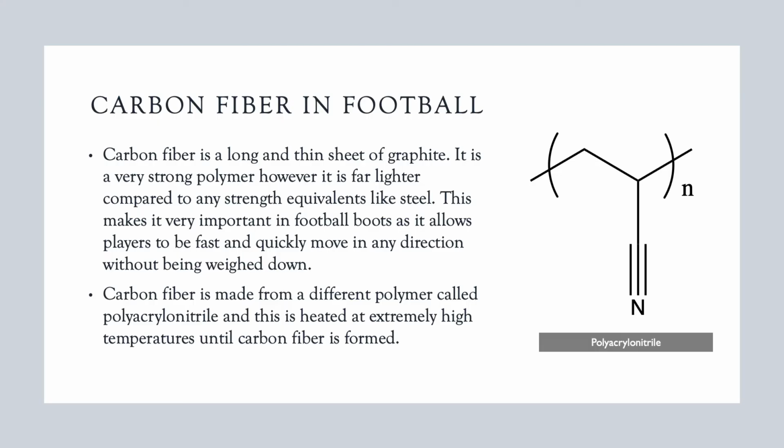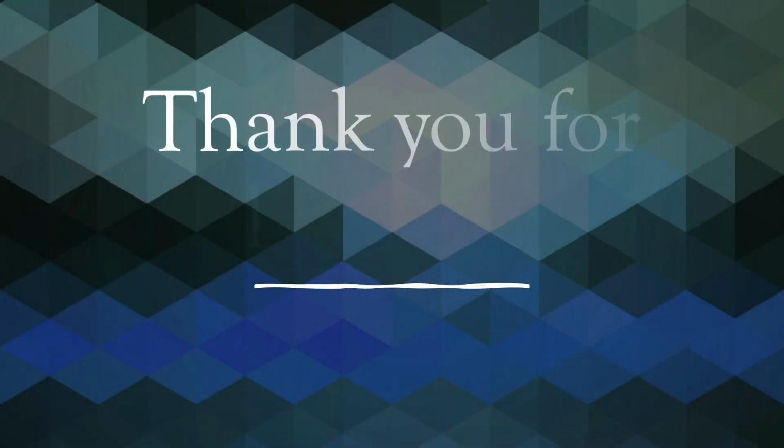Carbon fibre is a long and thin sheet of graphite. It is a very strong polymer, however, it is far lighter than any strength equivalents like steel. This makes it very important in football boots, as it allows players to be fast and quickly move in any direction without being weighed down. Carbon fibre is made from a different polymer called polyacrylonitrile, and this is heated at extremely high temperatures where dehydrogenation and fusion occur. Thank you for listening.